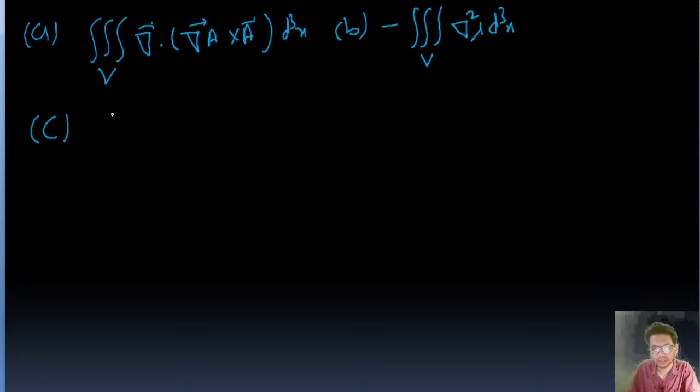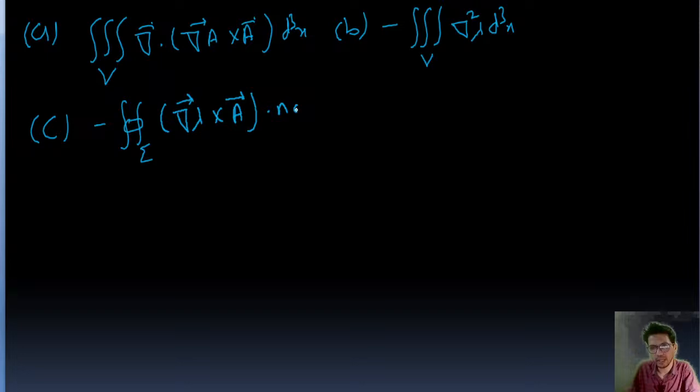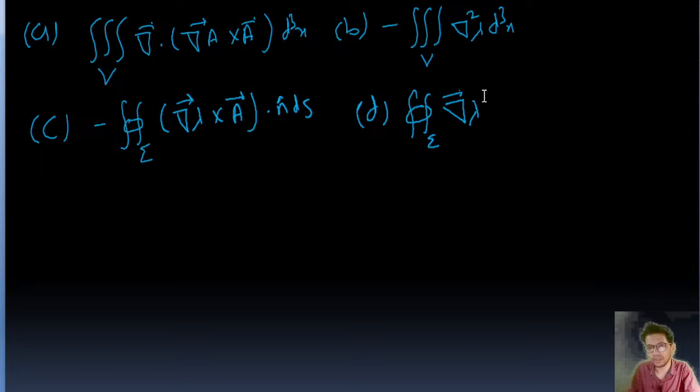Option C is surface integration sigma del cross gradient of lambda cross A dot n cap ds, and option D is surface integration sigma gradient of lambda dot n cap ds. Okay, so this is the question.